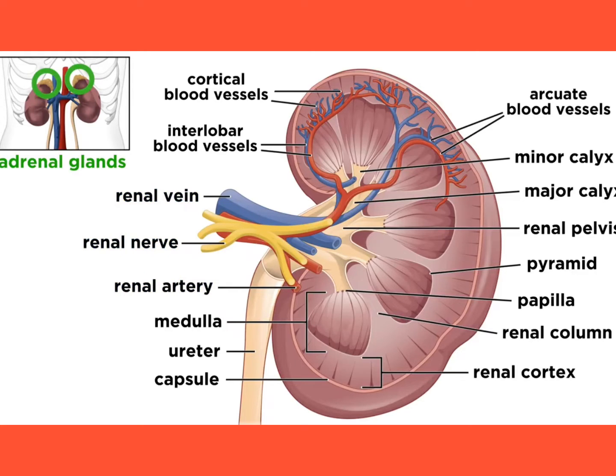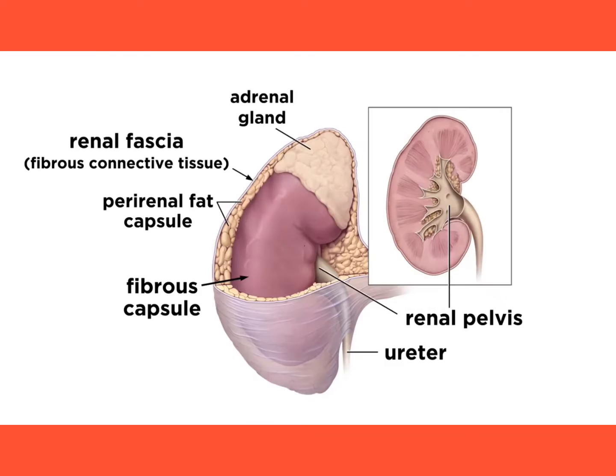On top of each kidney, we can find an adrenal gland, though its function is not directly related. Supportive tissue surrounds each kidney, and this is made of three layers. First, the outermost renal fascia, made of dense fibrous connective tissue that secures the kidneys in place. Then, the perirenal fat capsule that cushions the kidney. And then the innermost fibrous capsule that prevents infections from spreading to the kidney.